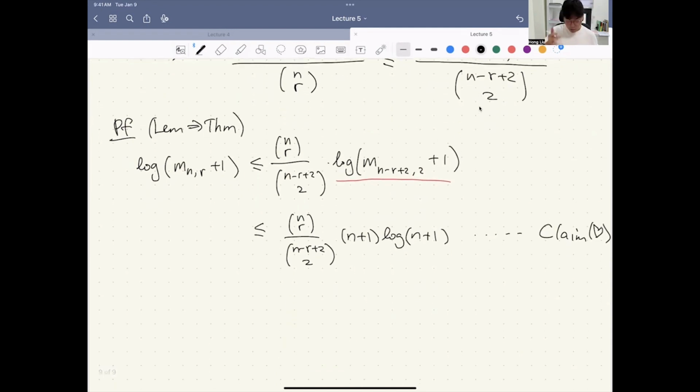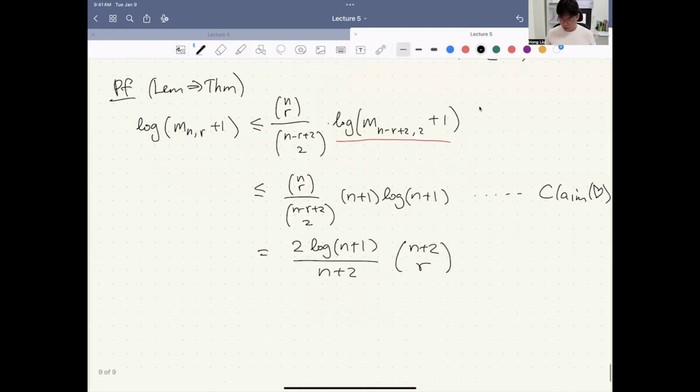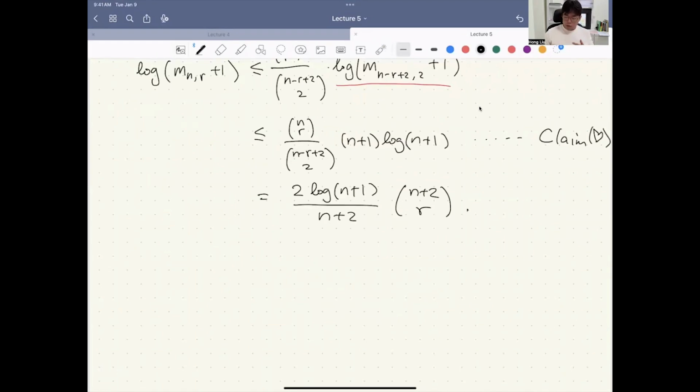Okay. Now simplify this term. We get some calculation, 2 log (n+1)/(n+2) times (n+2 choose r). This is just calculation. Now we use the fact we used it before: Mn is at most m plus 1 times the max of Mnr over r. You add up all these possible ranks, 0 to n. So it's m plus 1 layers.